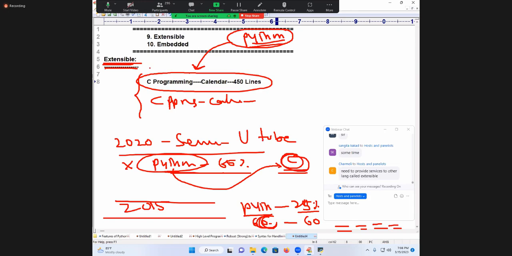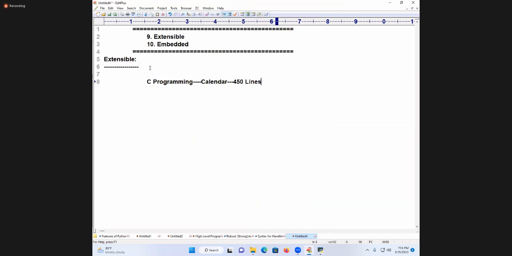I hope you are understanding. If you have a helping nature, people will ask you. If you don't have the helping nature, they won't ask you. So if you have a helping nature, are you extensible or not? Yes. So what is extensible? If any language is providing coding segments to be called in other language segments, that language is an extensible language. So Python provides its services as a part of other languages too.